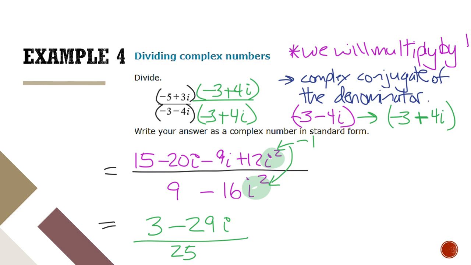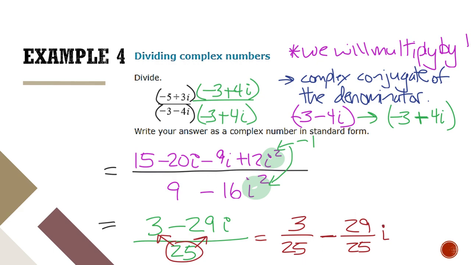Now, I can write this as a standard form complex number. So basically, this 25 will go to both the 3 and to the negative 29. So this is just 3 over 25 minus 29 over 25. And we're just going to put the i outside. That's okay. It's multiplying by all of this. And this would be that a plus bi form, that standard form that we need here.